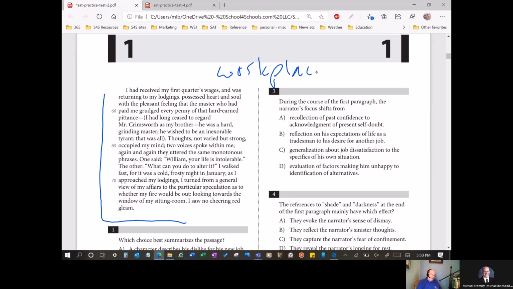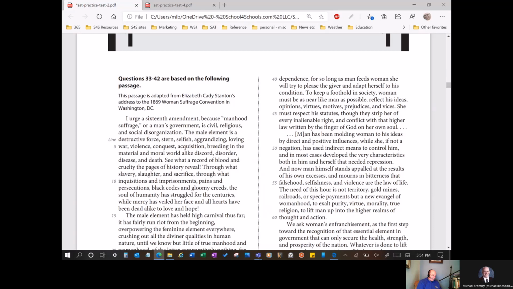In this story, that would be a relationship between an apprentice and his teacher, which is why he calls him the professor, which was a common thing in the professional classes in Britain and in the US as well in the 1800s. Now we get into this passage here. It's the fourth one. This is from 1869, the Women's Suffrage Convention in Washington, D.C.